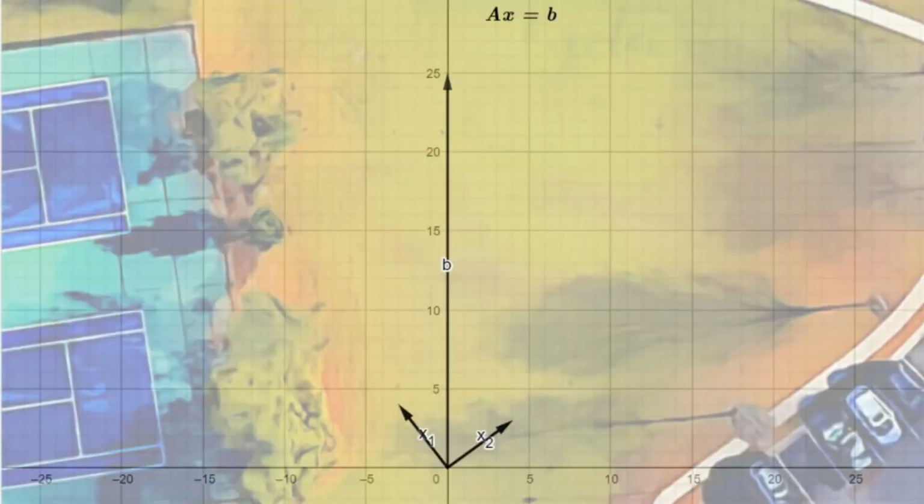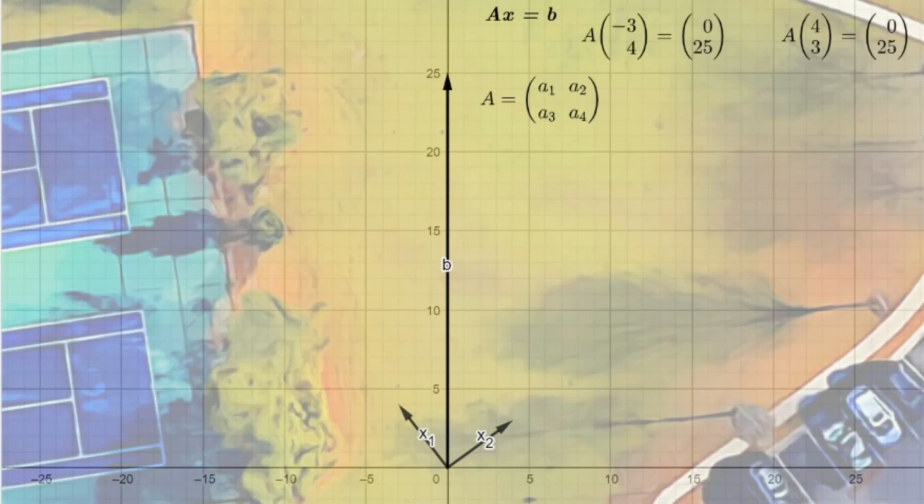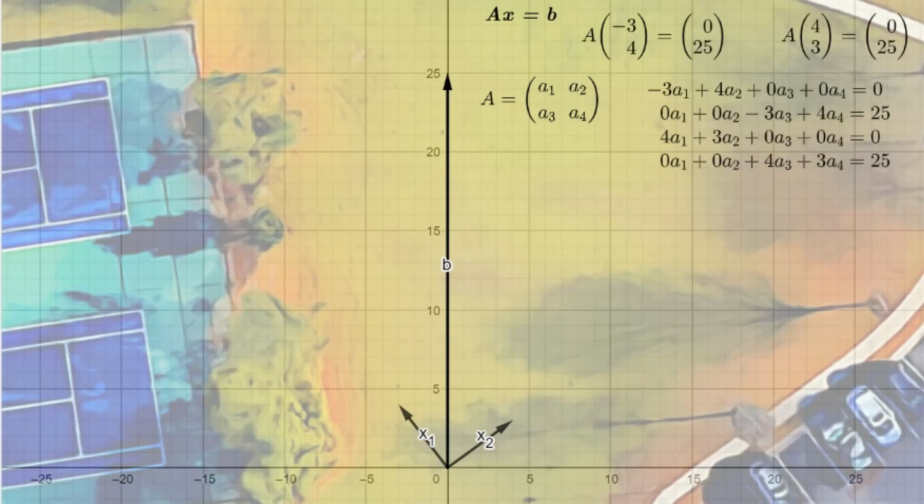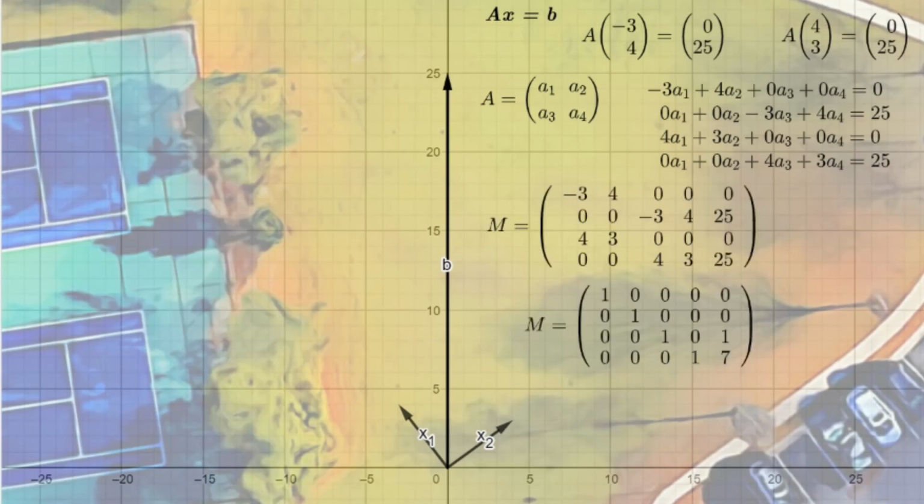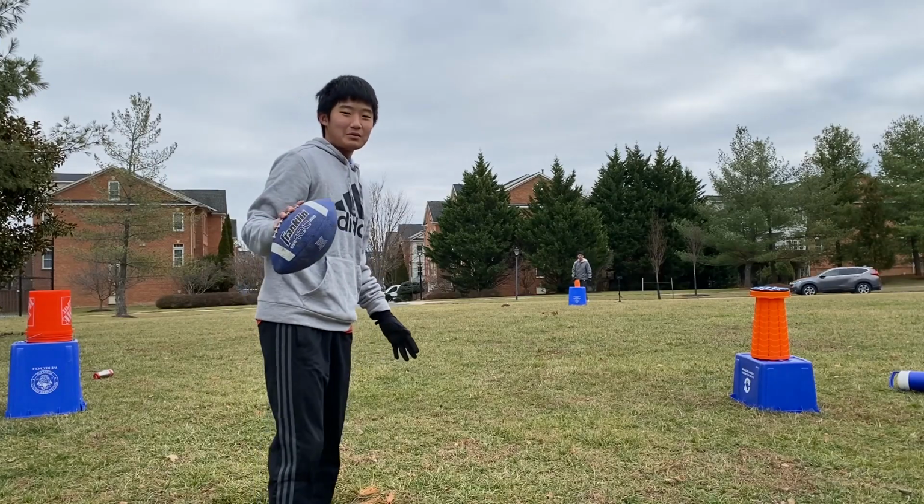Now, let's find our A matrix that transforms the short targets into the far target. First, we represent our A matrix with unknown variables like so. Next, we have our two matrix transformations, which can be shown as a system of equations. This can be depicted as a matrix M, which, when row reduced, gives us our solutions in the A matrix. Okay, now I'm calibrating.